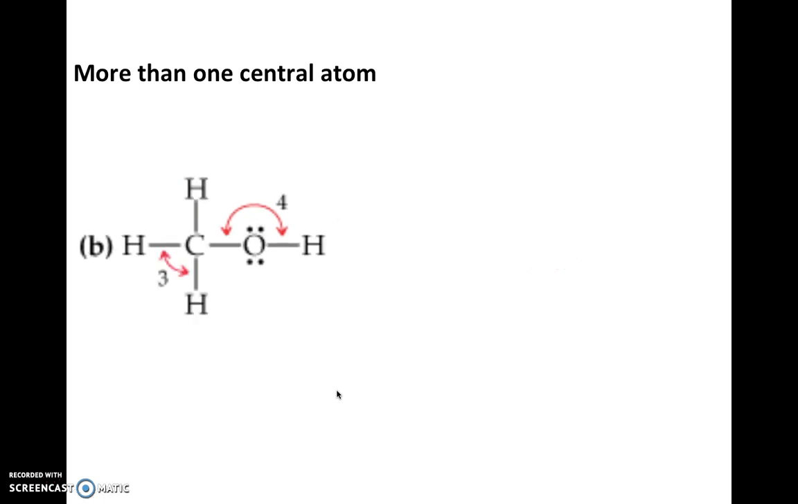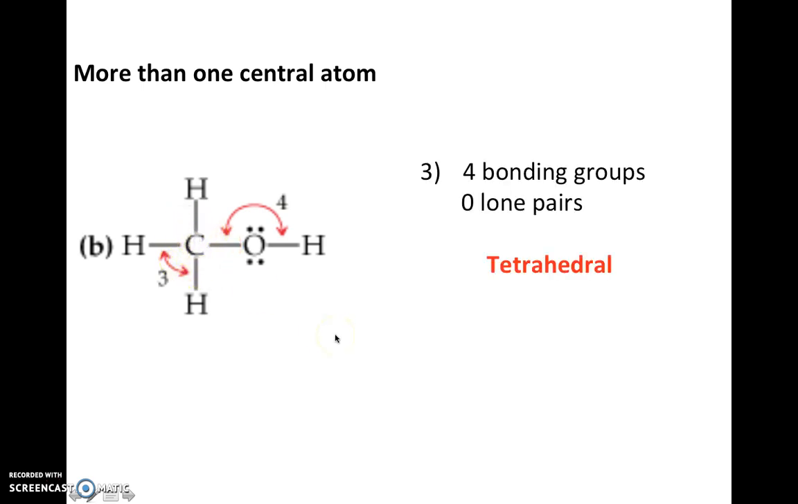Let's do another example. Here I have a carbon central atom and an oxygen central atom. Carbon has 1, 2, 3, 4 bonding groups, 0 lone pairs. A 4, 0 gives us a geometry of tetrahedral. For the oxygen, again, we have 1, 2 bonding groups, 1, 2 lone pairs. 2 and 2 give us a bent geometry.